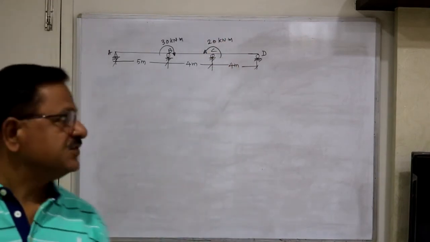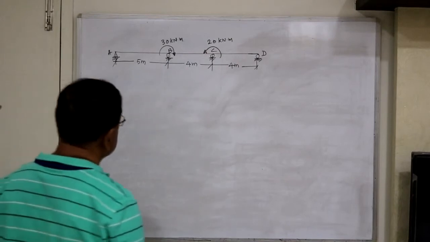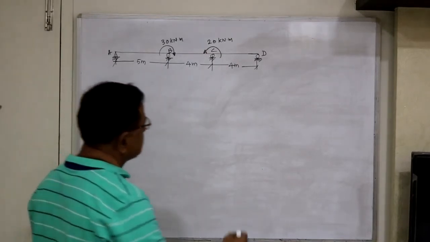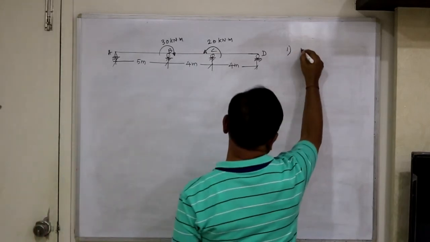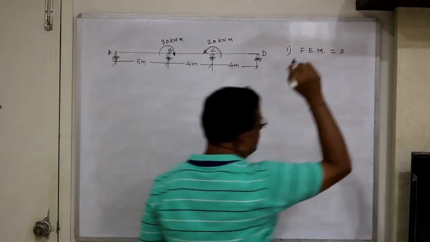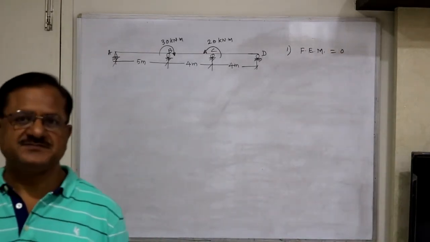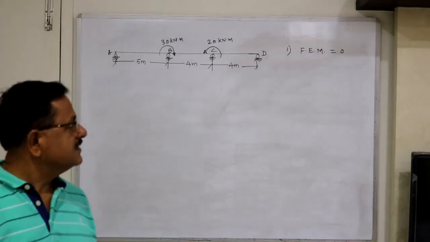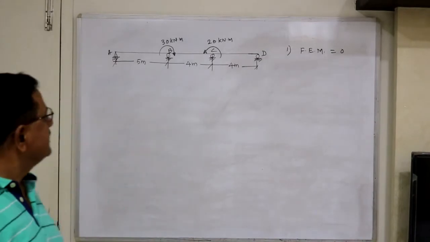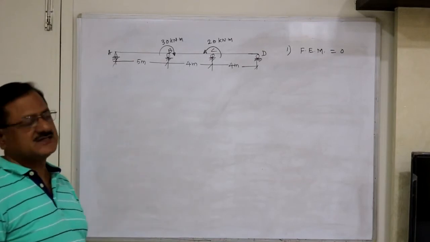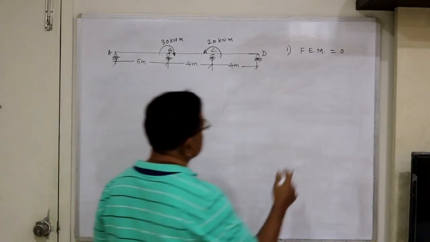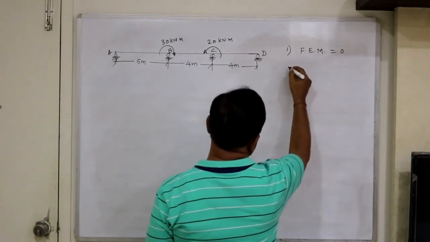Then we want to solve this problem by using the moment distribution method. So here, as usual, what are the first two steps? First step, fixed end moments equal to 0 for all ends of the members, because there is no load on any of the members. Only joints B and C are subjected to concentrated moments. However, there is no load acting on B, therefore fixed end moments are 0.